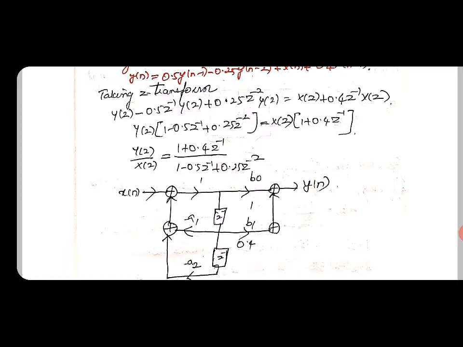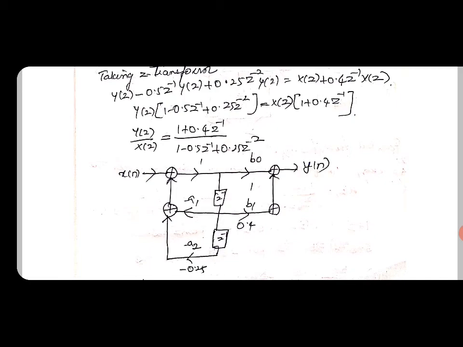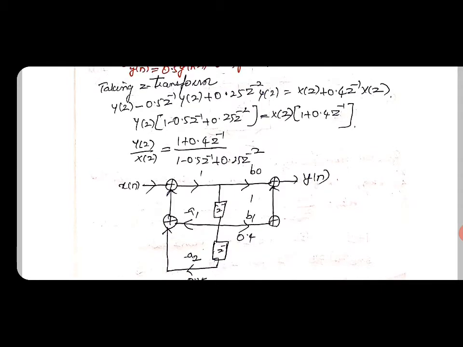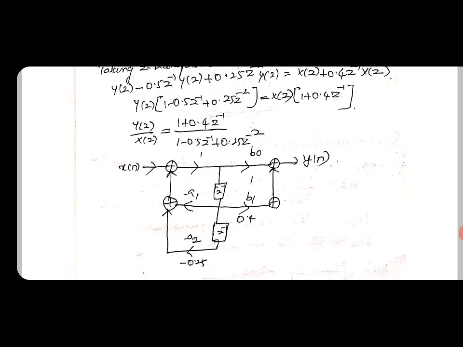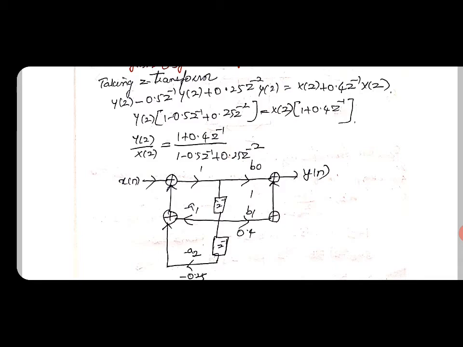By taking y of z and x of z common, we can obtain y of z by x of z is equal to 1 plus 0.4 z power minus 1 by 1 minus 0.5 z power minus 1 plus 0.25 z power minus 2. We should note that the direct form 2 realization, which is the canonic structure, has only one delay line, which can be written as x of n, y of n. For x of n we have 1, minus 0.5 and plus 0.25. In the case of y of n, we have 1 and 0.4. We can draw it using a single delay line.